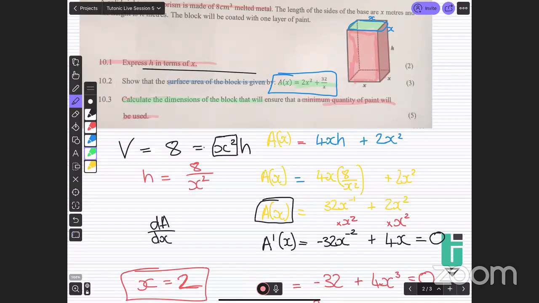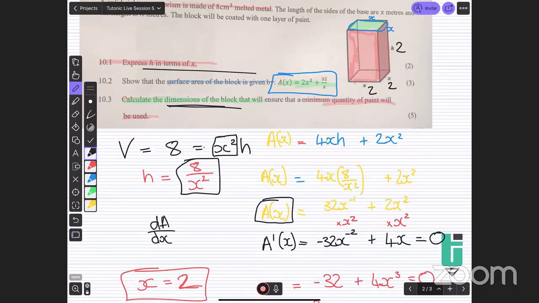Sub the x value into the surface area equation. x is going to be 2. No, you don't have to work out the area, you just have to do the dimensions. So if x is 2, then that's 2. And then what is h? h is just 8 over 2 squared. So, no, 8 over 4, which is 2.